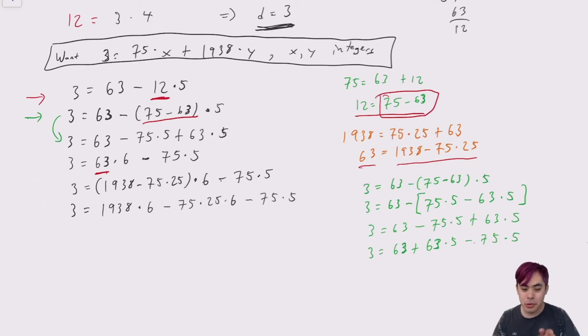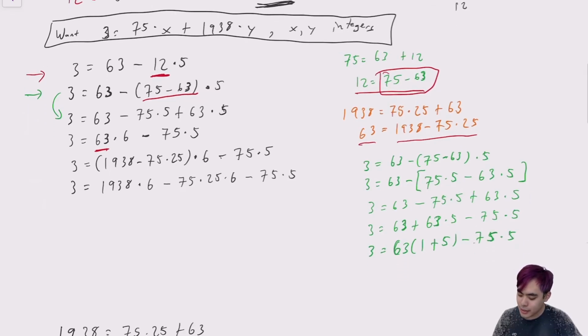So yes, so I'm going to get to that now, Jocelyn. So then 3 is equal to 63 times 1 plus 5 minus 75 times 5. Okay? So that's how we get the next line. So then 3 is equal to 63 times 6 minus 75 times 5. So you're basically factoring out. You're doing a reverse distributive property. Does that answer your question, Jocelyn? So I think this is the line that was confusing to you.